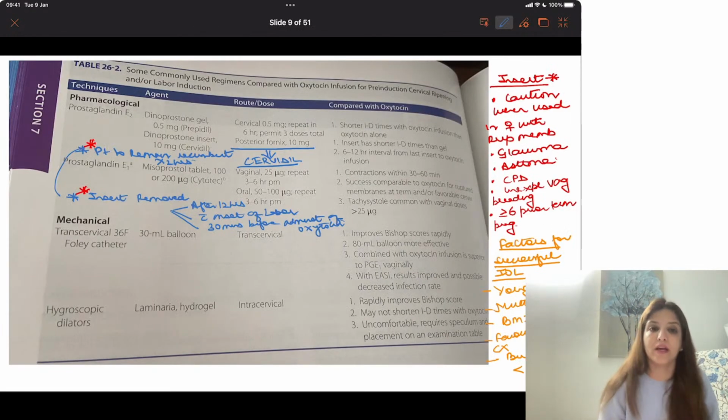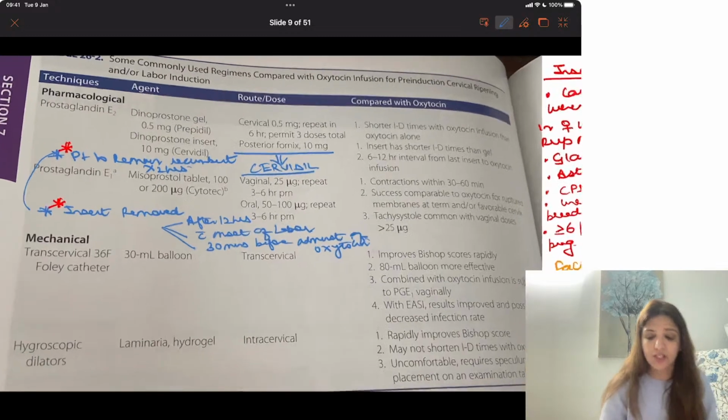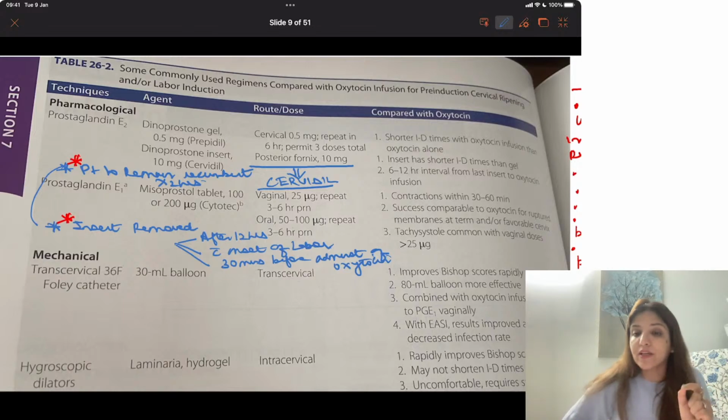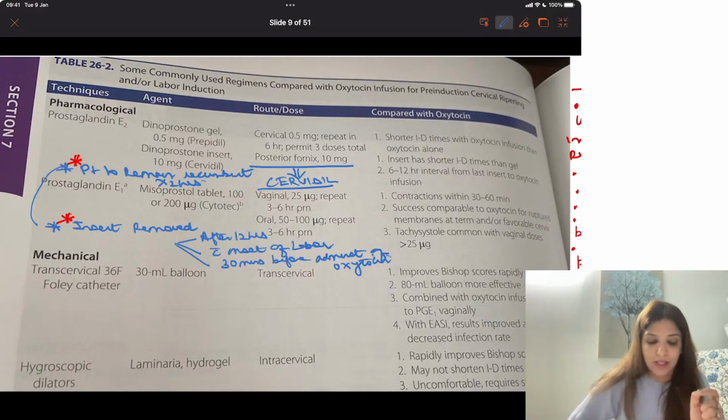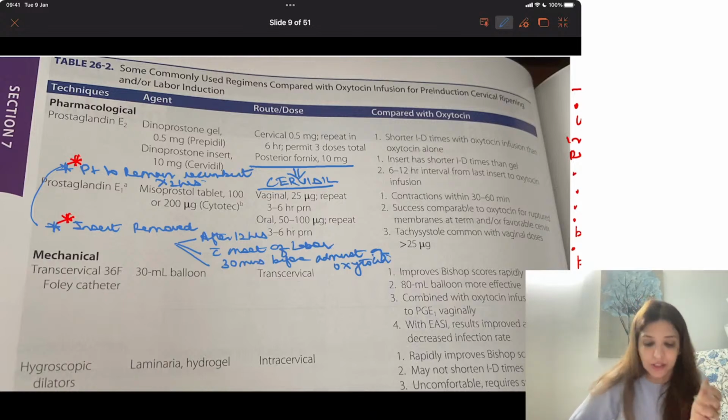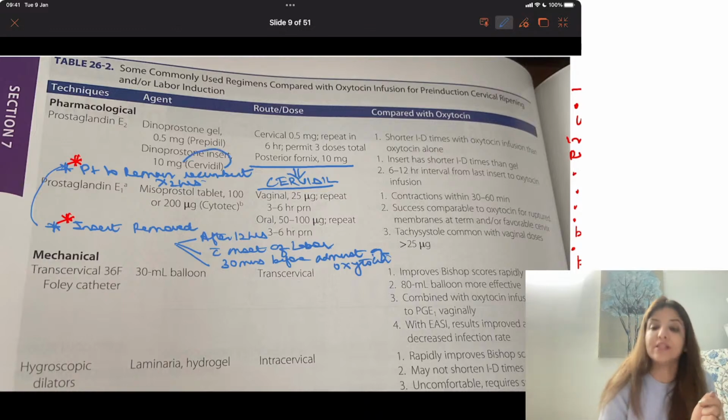Similarly, this table over here is related to the agents which are used for induction of labor. Now, all these agents are given and the dosages are given here. I have straight away taken a screenshot from Williams for this table so that there is no confusion at all. Now, all of you know that the best drug for induction of labor is prostaglandin E2, that is dinoprostone gel, which is Serviprim gel. Now, these days, this gel is available in the form of a device or an insert, and that is called Servidil insert.